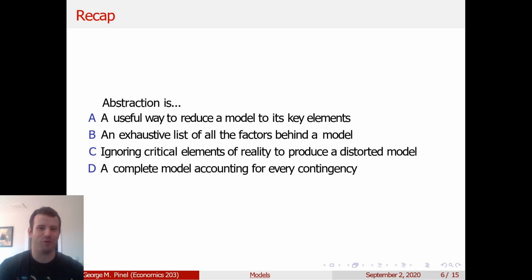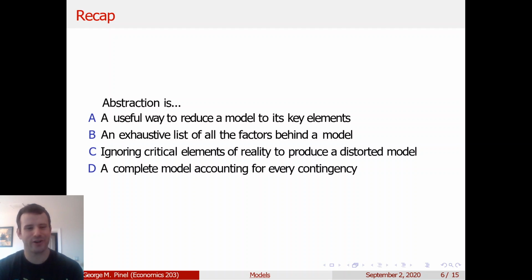You don't want to ignore critical elements of reality. If you do that, you might be abstracting, but you're over-abstracting. If abstraction is making sure you don't lose the forest for the trees, ignoring critical elements of reality is burning down the whole forest with napalm and saying, where's the forest? So C is wrong. Hopefully nobody's really seeking out to ignore critical elements and produce distorted models. I hope.